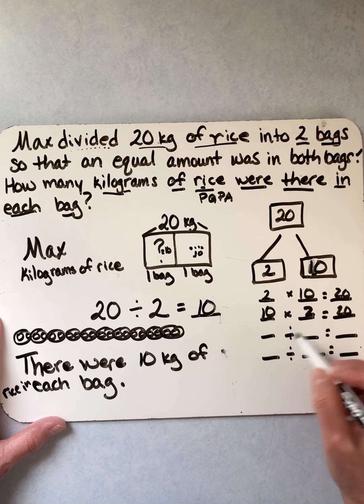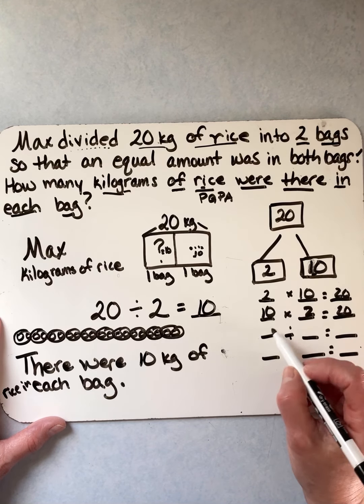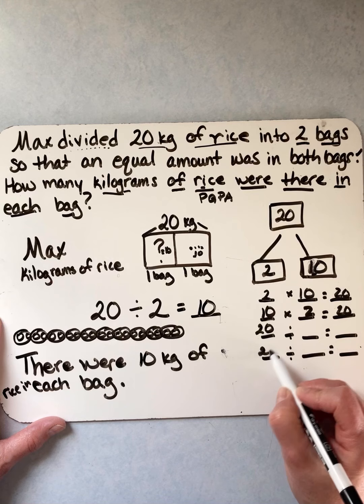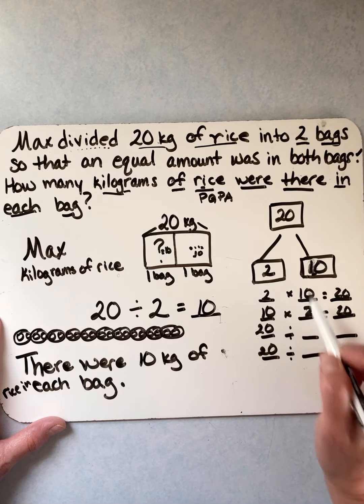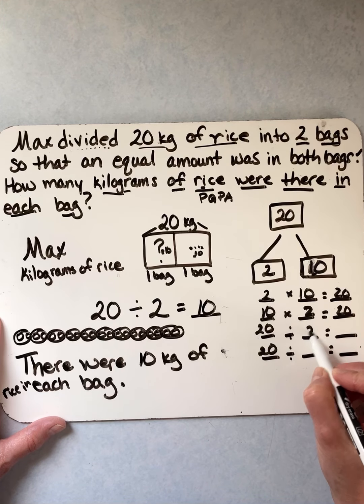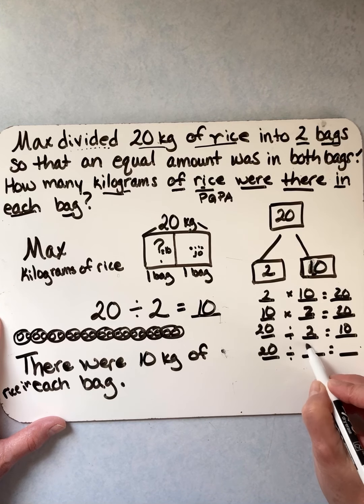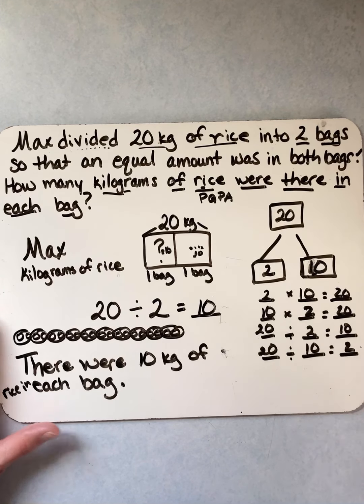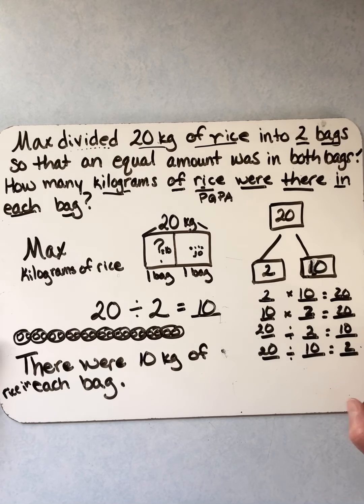With division, you'll start with the whole amount and then flip-flop these two. 20 divided by 2 equals 10. 20 divided by 10 equals 2. So there's your fact family with multiplication of 2 and 10 and 20. And there you have it.